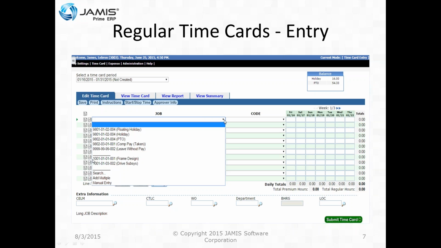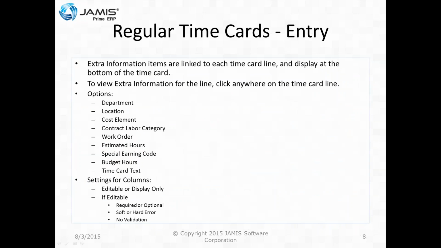On the second section, what you're going to have is your personal job list. This will be the jobs that your supervisor has provided you and has authorized you to charge. You probably are not going to see anything down here, okay? But this is the special earning codes, and this is your pick list as far as the jobs that you can choose.